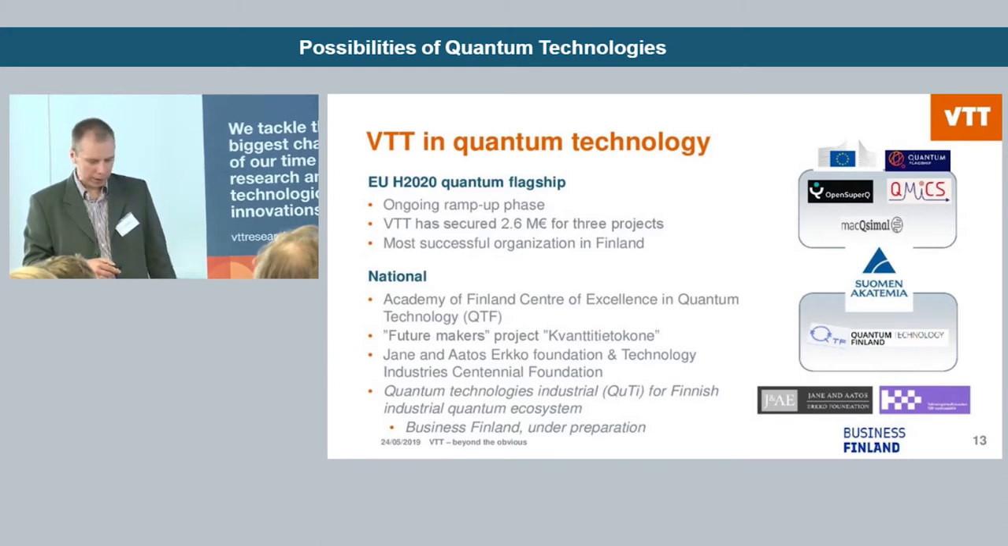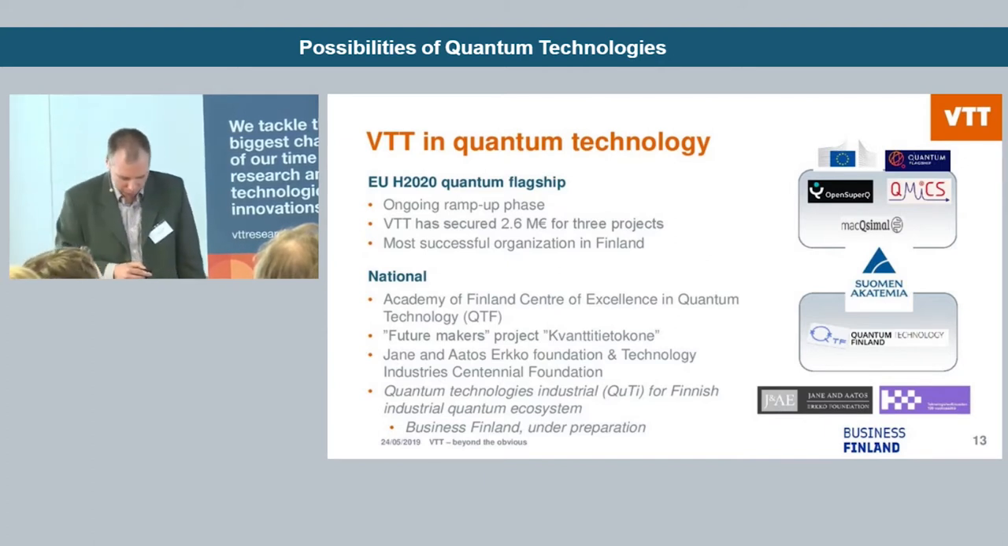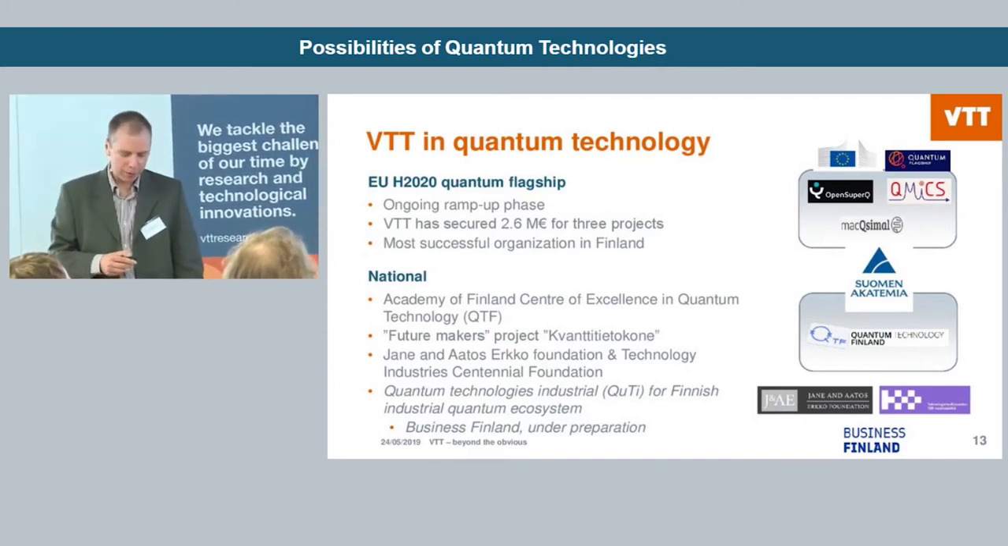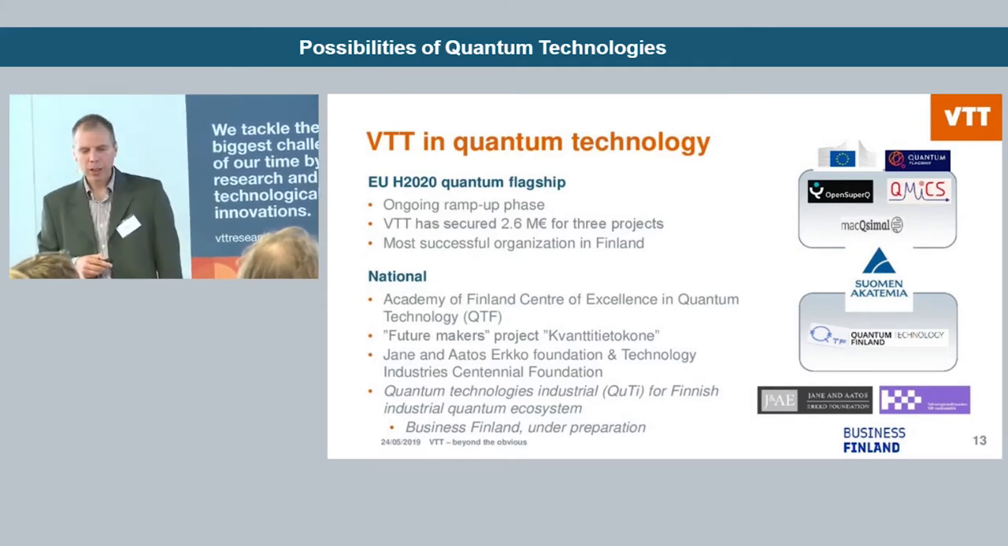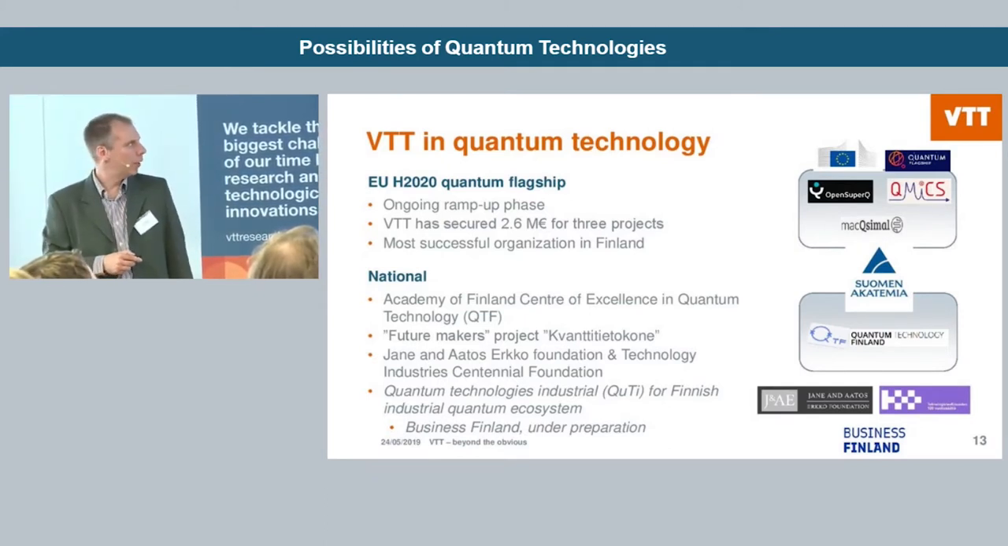But then a little bit about the project activity. We are funded at VTT by public and private sources. On the quantum side, we were quite successful in this Quantum Flagship, which is now in the ramp up phase with a total European budget of 130 million, and we managed to secure something like 2.6 million to VTT. We have three ongoing projects.